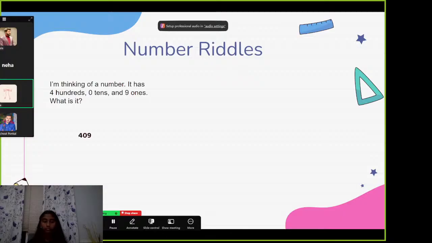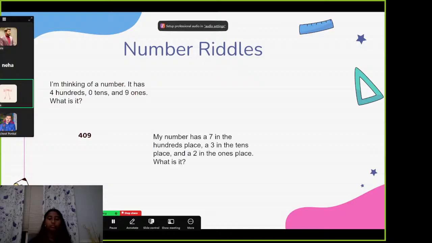409. Why did we not put 49? Because the tens place is in the middle, right? That increases the value by 10. If we completely removed the tens place, like it wasn't even mentioned, that would be a completely different number. 49 and 409 are very different. So even if it's a 0, you should still add that number. Okay, you can move on. We can go to the next one.